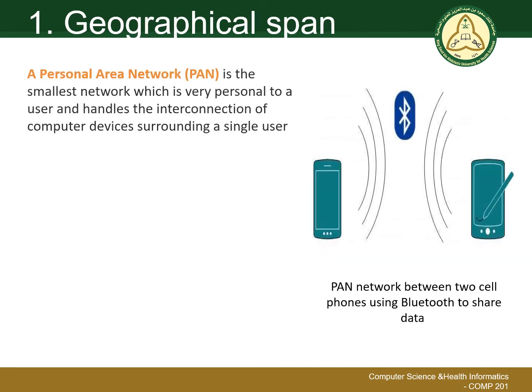So the smallest geographical span network is called the PAN, which stands for Personal Area Network. It is the smallest network, which is very personal to a user and handles the instructions of computer devices surrounding a single user. So we have a user here and another user here, and they can transfer data between those two different devices, or your Bluetooth headphone and your smartphone. This is also a network, and you can use the Bluetooth to send and receive data.